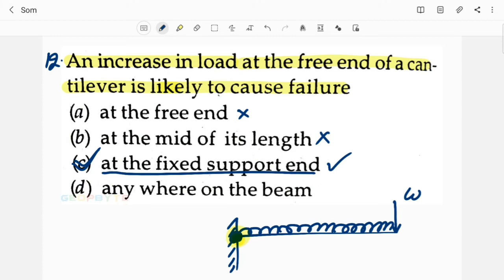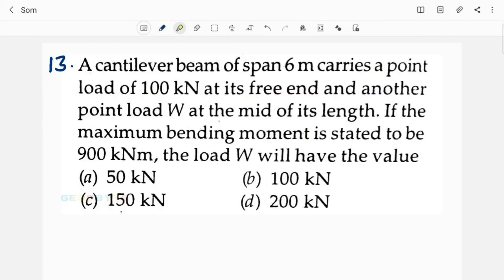Let us go for the next problem. Look at the next problem. A cantilever beam of span 6 meters carries a point load 100 kilonewtons at its free end and another point load W at the mid of its length. If the maximum bending moment is stated to be 900 kilonewton meter, the load W will have the value.